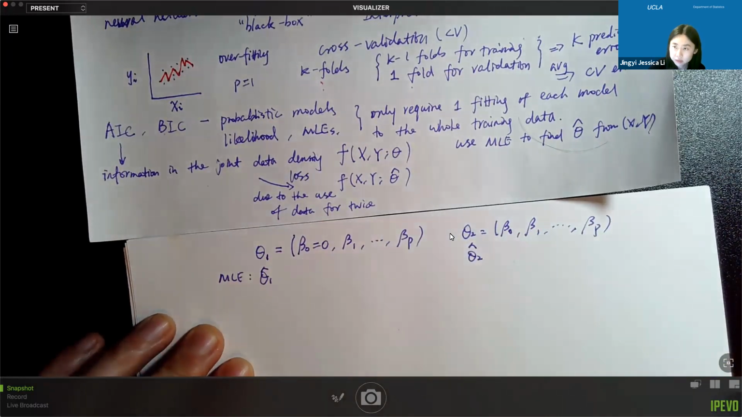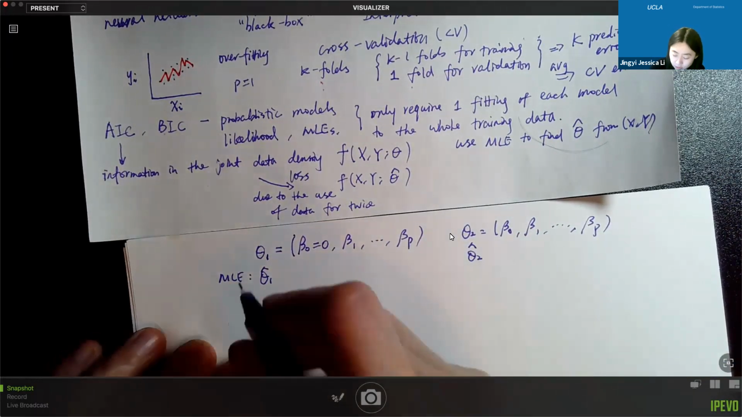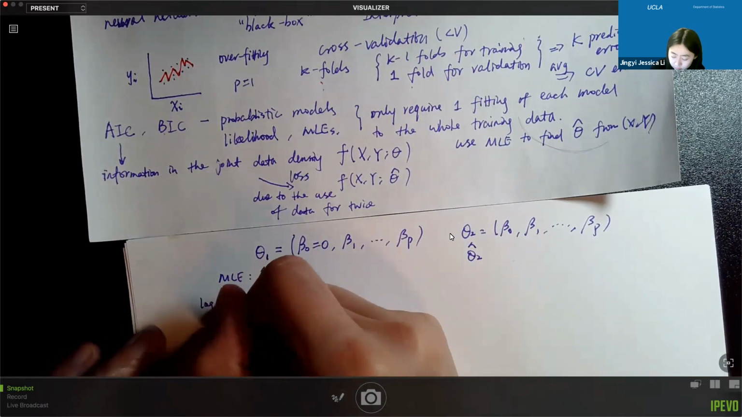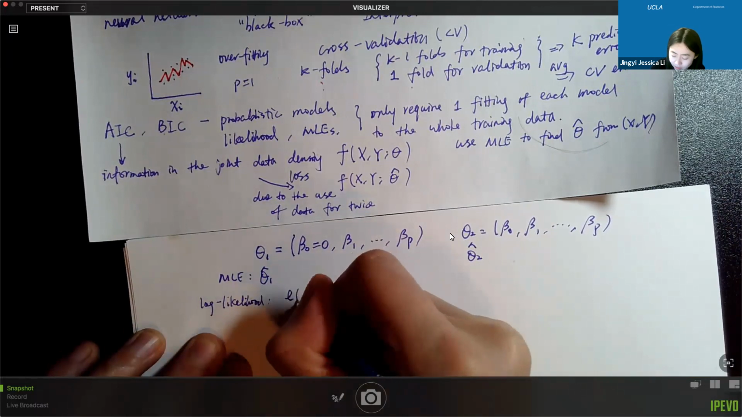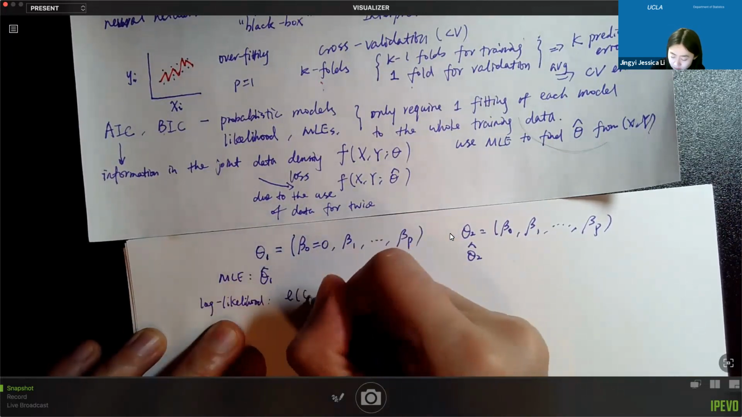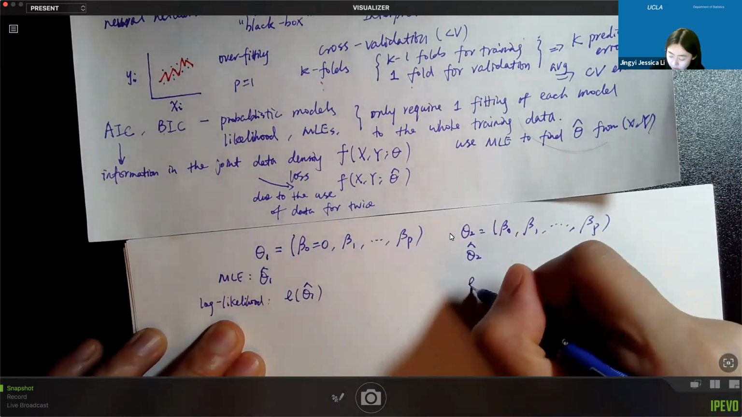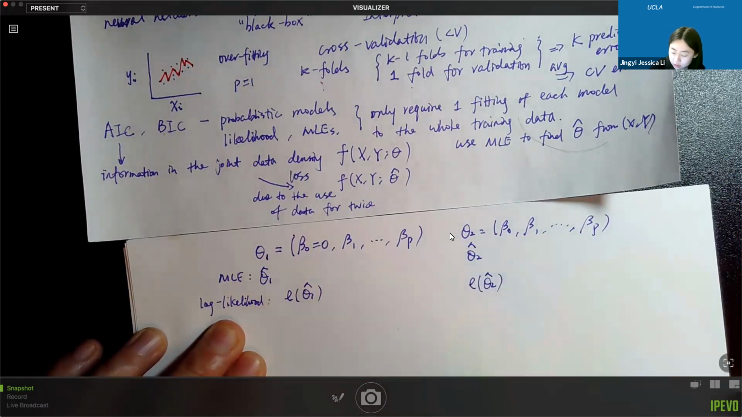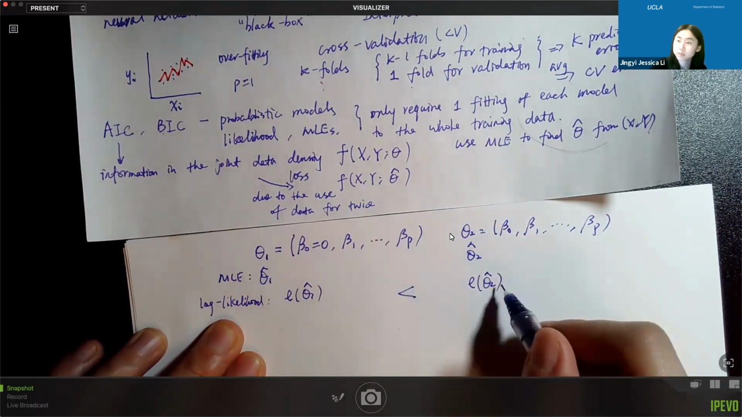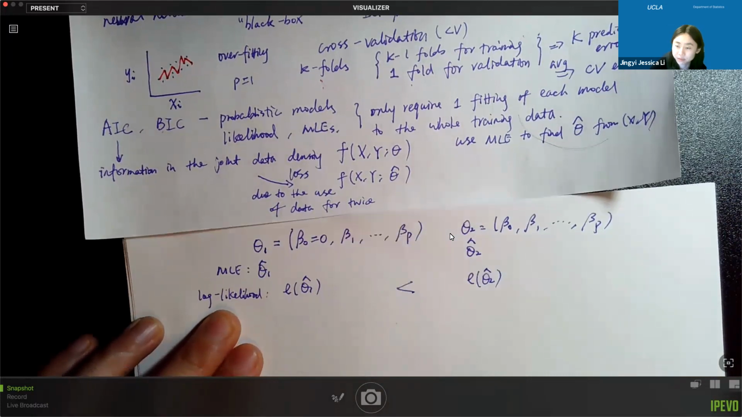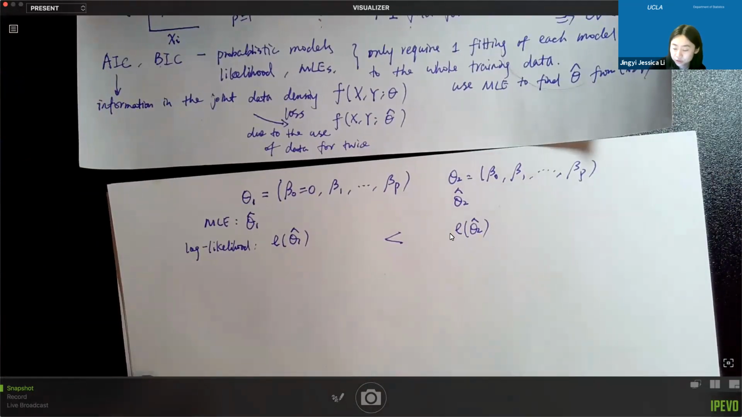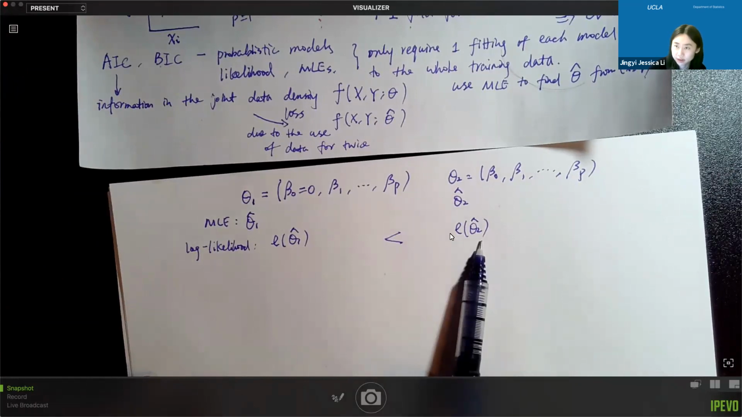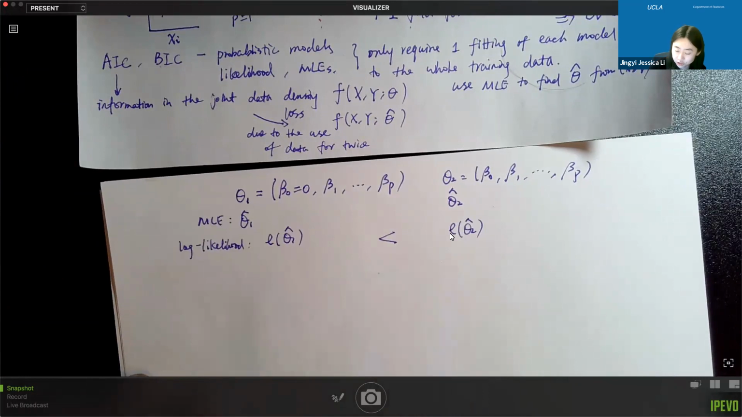It will be no surprise that if you just compare the log likelihoods, I write log L theta 1 hat and log L theta 2 hat, this one will always be bigger because you have one more free parameter to fit your data. But what AIC tries to do is that it doesn't want you to always go for the bigger model driven by the likelihood. So it does the correction.